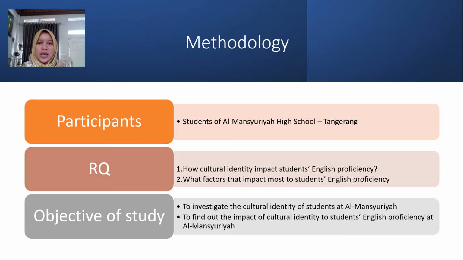Okay, so how is the methodology that I use? To get the data, the participants are the students of Al-Mansuriyah High School, Tangerang, and the research questions are how cultural identity impacts students' English proficiency and what factors impact most students' English proficiency. The objectives of this study are, first, to investigate the cultural identity of students at Al-Mansuriyah, and second, to find out the impact of cultural identity on students' English proficiency at Al-Mansuriyah.